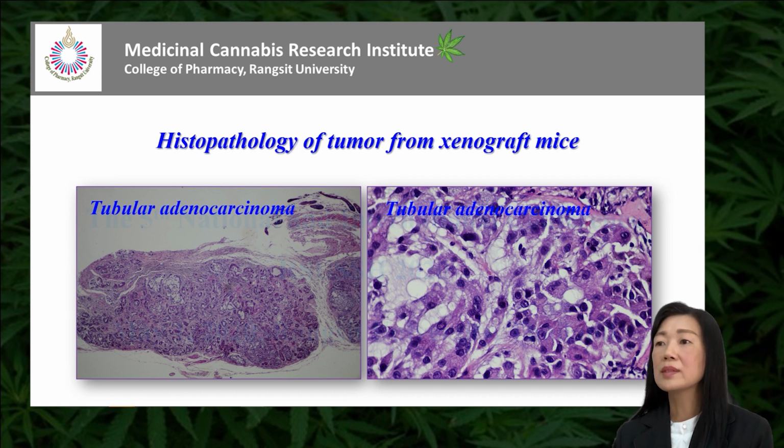To confirm cancer cell characteristics, tumors from xenograft mice were examined for histopathology. Tumor samples revealed multifocal tubular adenocarcinoma, with single or double layers of adenocarcinoma cells.